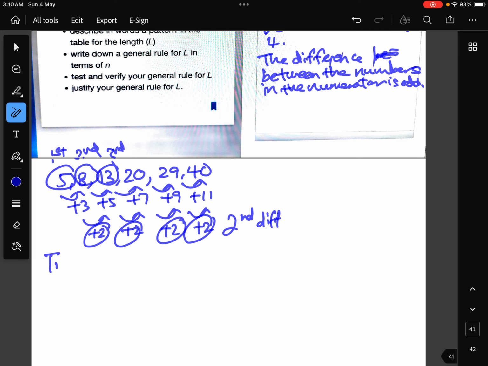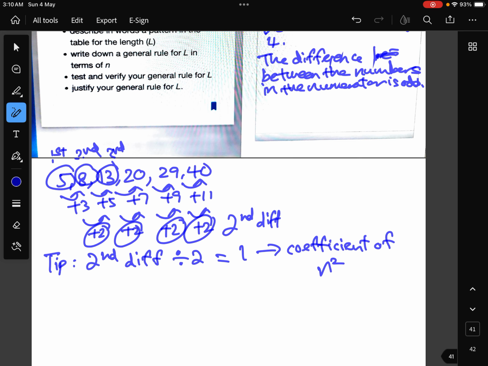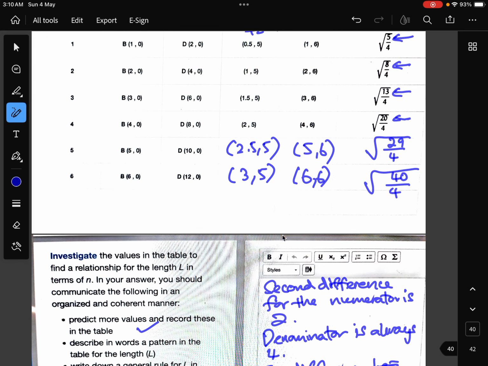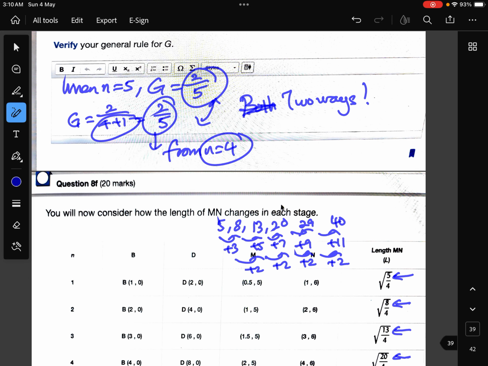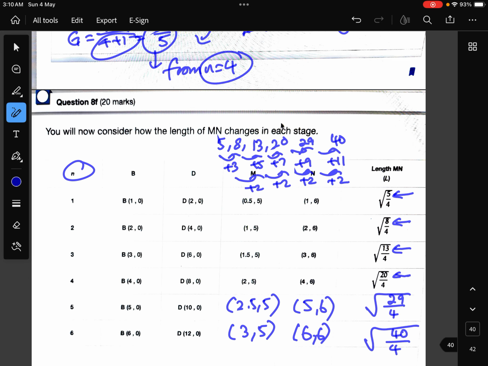So a little tip for you: what you want to do is take the second difference and divide it by 2 first. So this is actually going to give me 1, and this 1 is actually going to be your coefficient of n squared. And why do we call this n? Because your job is to find out what the general rule is in terms of n, which is based on this little n here.